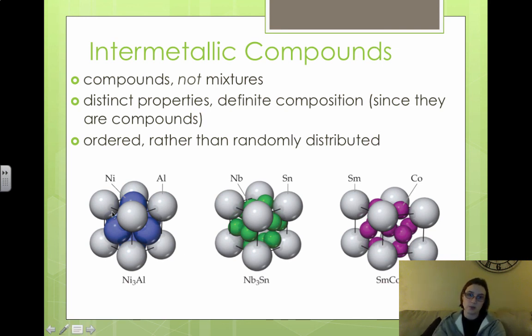But some of these examples, so this nickel and aluminum intermetallic compound is a major component in jet engines simply because of its strength at high temperatures and its low density. So it's a pretty low density compound, which is useful when you want to put a really heavy engine on an airplane to fly in the air. This Nb and Sn, the niobium-tin compound, is actually a superconductor. So it can conduct electricity with little to no resistance, which is also pretty useful.